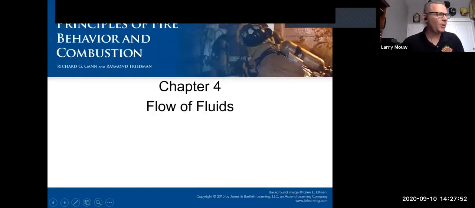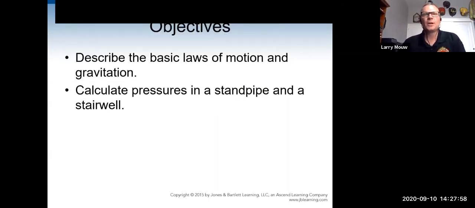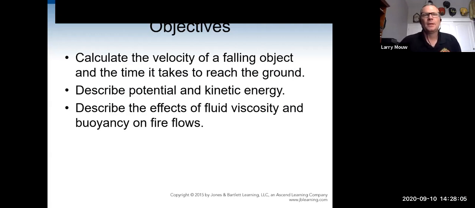So we're going to talk about flow of fluids. Our objectives: describe the basic laws of motion and gravitation. Again, we're not going to calculate pressures, not going to calculate the velocity, but we will describe potential and kinetic energy, as well as describe the effects of fluid viscosity and buoyancy on fire flows.